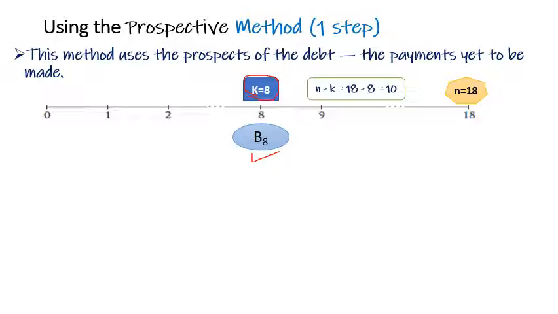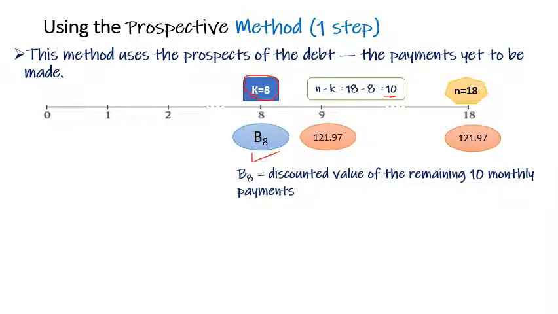of the month at which you want to calculate the outstanding balance of debt, which is month 8. So n minus k, n is 18 minus k which is 8 equals 10. So the remaining installments or the remaining amounts in the future will be 10 installments. So you will want to calculate the present value of 10 installments. Each installment is $121.97. So the outstanding balance of debt at the end of month 8 will be discounted value or present value of the remaining 10 monthly payments.